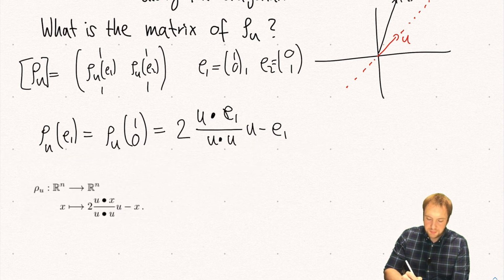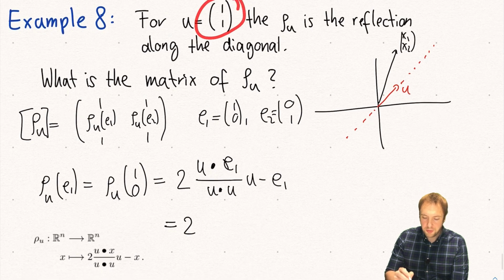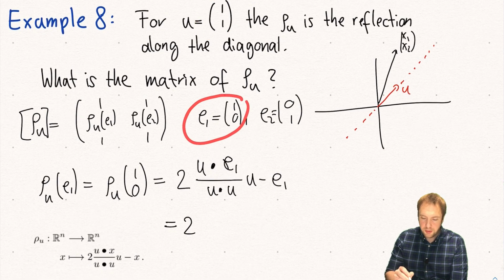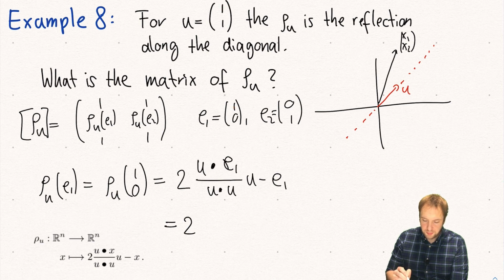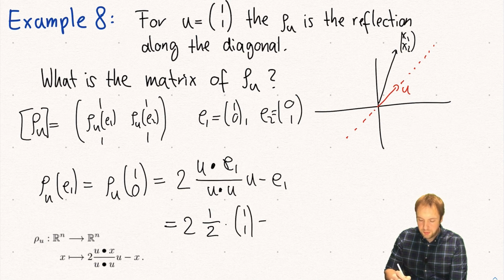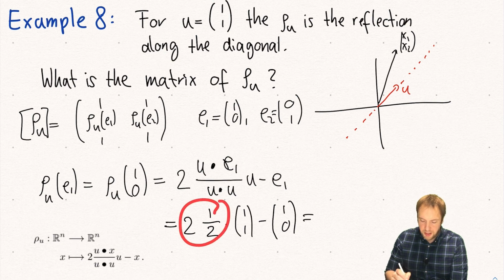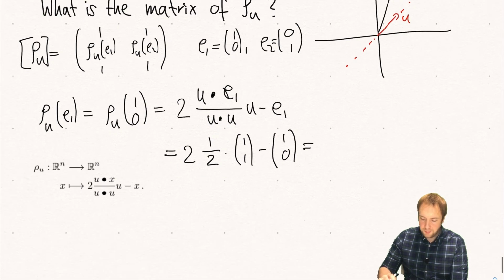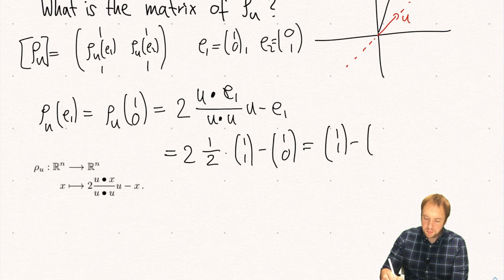So what is the scalar product of u with e1? Well, it's just 1 times 1, so here it's 1. And the scalar product of u with itself is again 2. What is u? u is (1, 1), minus what is e1? It's (1, 0). So here 2 times 1/2 is just 1. And this will be just (1, 1) minus (1, 0). So this is (0, 1).